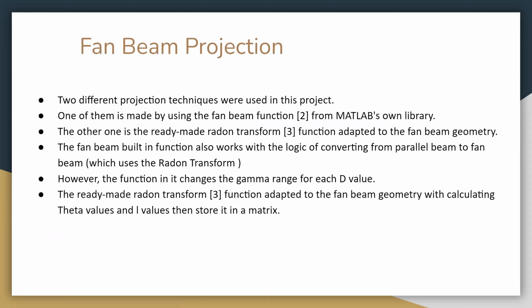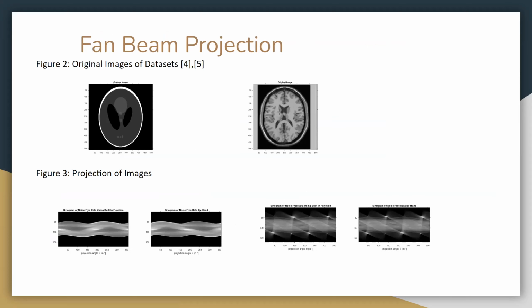In the built-in function, the image is projected like a parallel beam, then converted to FemBeam. In our function, after taking the radon transform, the theta and L values are calculated and then stored in a matrix. First of all, to see the base case without any non-ideality, we project three datasets and their sinograms. Since we use two different methods, we got the chance to compare the results.